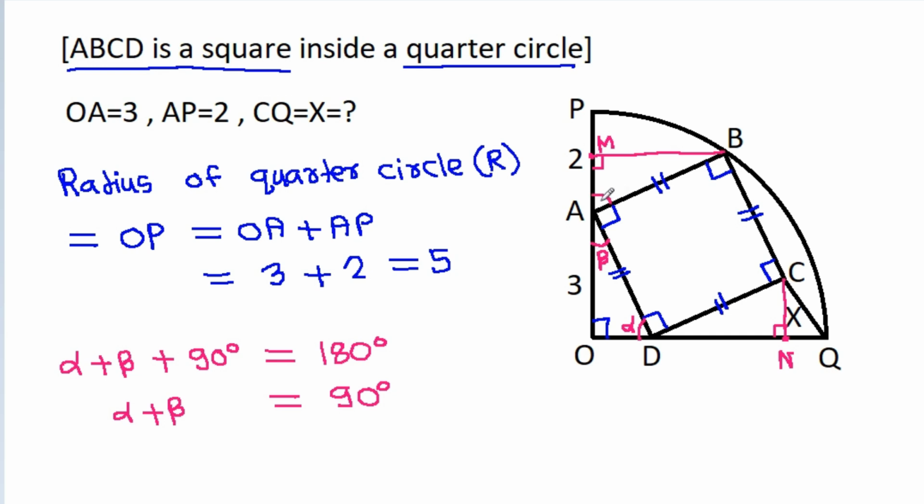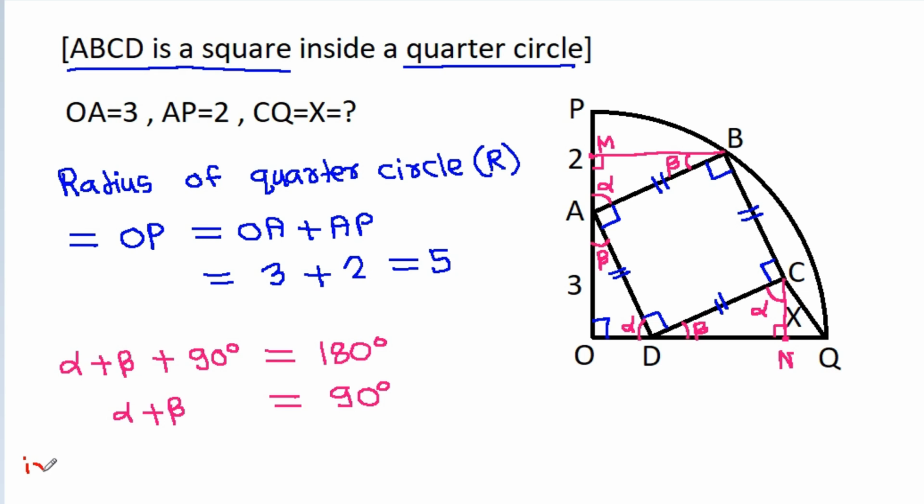And this angle will be 180 degrees minus 90 degrees minus beta, that will be alpha. And this angle will be 90 degrees minus alpha, that will be beta. And this angle will be 180 degrees minus 90 degrees minus alpha, that will be beta. And this angle will be 90 degrees minus beta, that will be alpha.